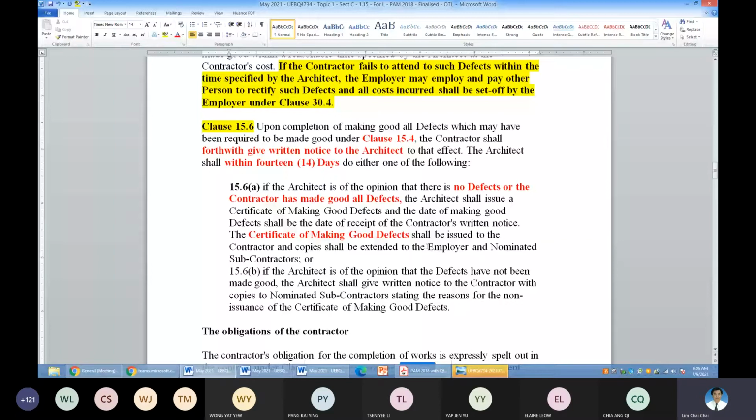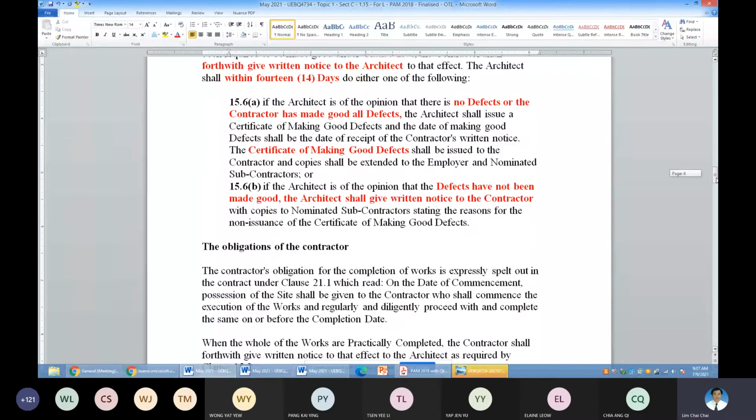Alternatively, if the architect uses 15.6b, then the defects are not made good yet, and the architect will give a written notice to the contractor stating that it is not completed, so the CMGD won't be issued. So this is how these clauses operate, at which time frame and so on.